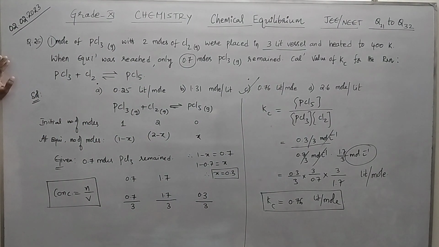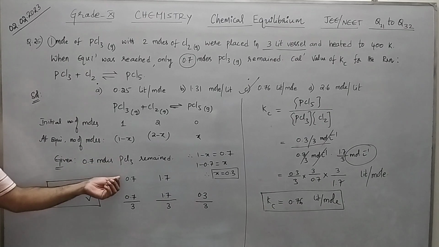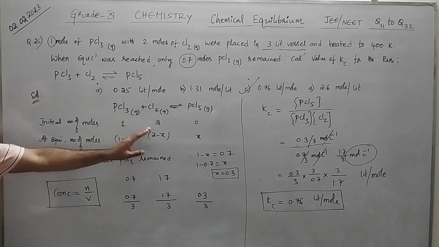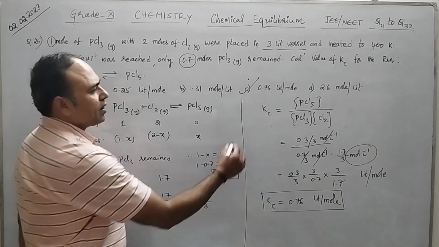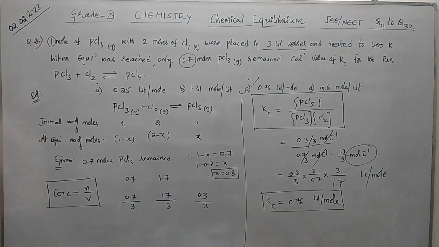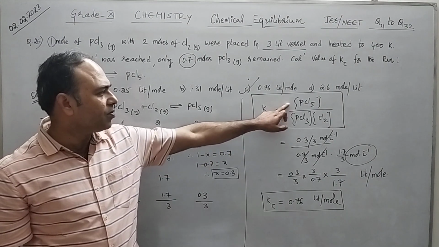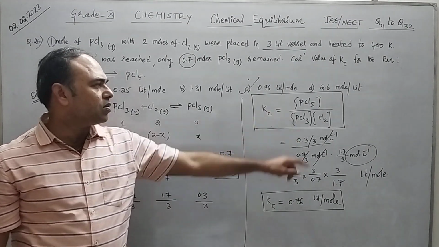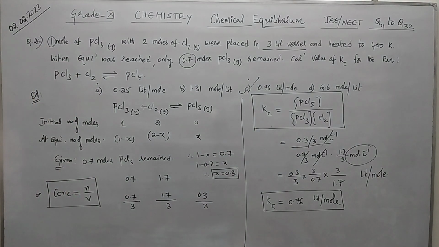Copy the solution. A very simple question. First you need to write the initial number of moles for this, and at equilibrium they already mentioned it as 0.7. So based on that you have calculated, and write the formula for Kc and substitute your concentration. So you have applied two formulae. One is concentration, that is number of moles by volume, and Kc, you know, the concentration of products by the product of the concentration of reactants. Copy the solution. Let's move to question number 26.